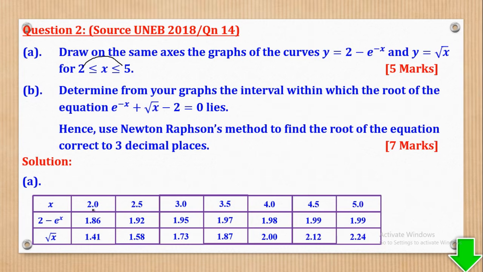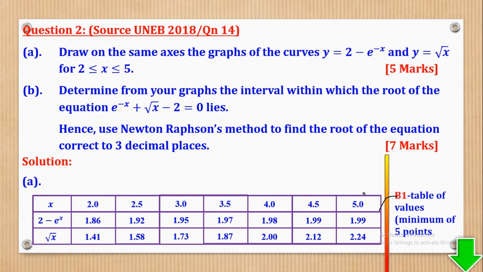So note that we don't exceed the given range. Don't exceed the given range. So B1 for both values. There should be a minimum of 5 points. So now that we have tabulated our values, we shall go and plot our two graphs.